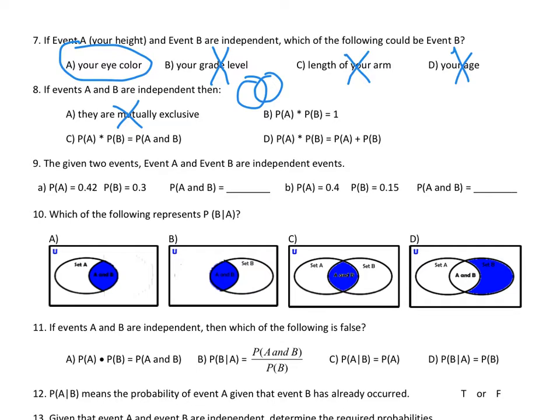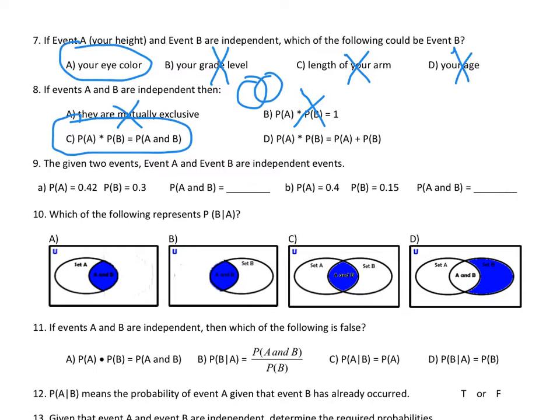Multiplying the probabilities is not going to equal 1. That would be the case of complements or the not operator. But multiplying the probabilities will be the probability of both things happening, so that's why it is C.